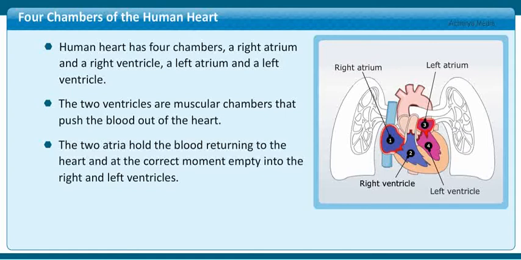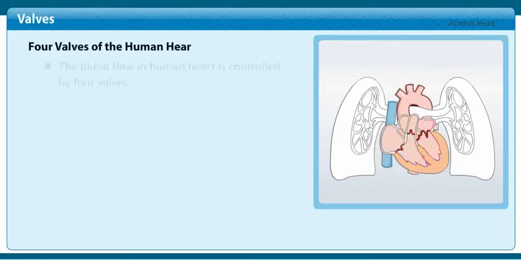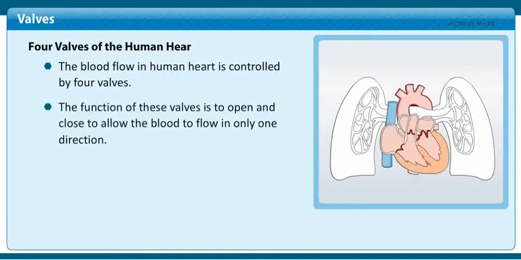The blood flow in the human heart is controlled by 4 valves. The functions of these valves is to open and close to allow the blood to flow in one direction only.